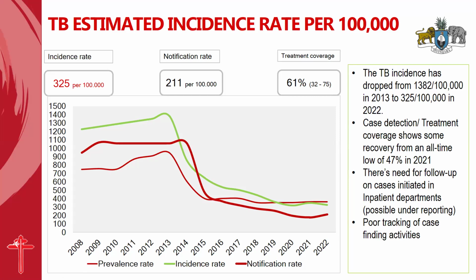As you can see now, when they did the study in 2022, it was discovered that there are now 325 cases per 100,000. So that shows the efforts that are being done to reduce the TB incidence, as well as the case detection in Eswatini.